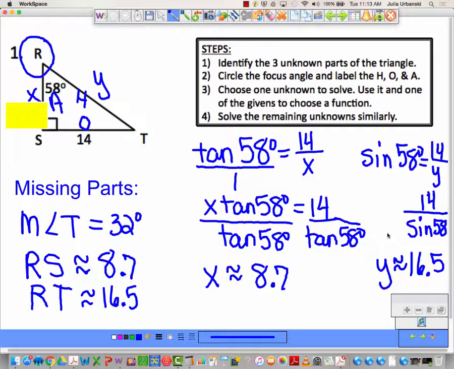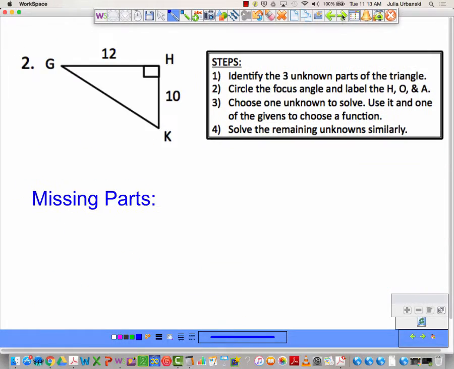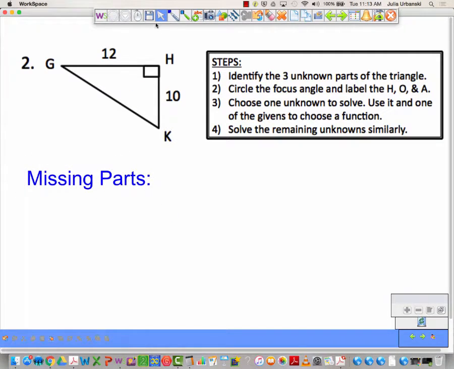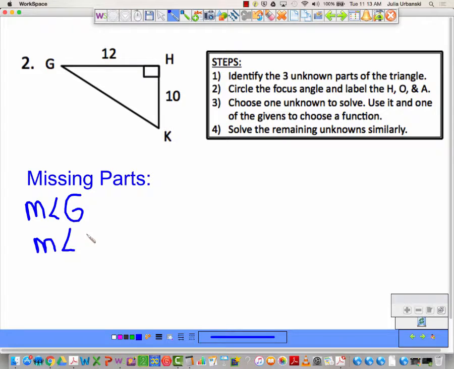All right, one more to do together slowly, and then you guys are going to be on your own because this is nothing new. This is just combining everything together that we know about right triangles. Anyone still writing? All right, number 2. Start off by figuring out what 3 parts are missing, and every problem can be different. Okay. Angle G and angle K, good. Side GK. Oh, that was what you said the first time. Okay, good. Angle G is blank, angle K is blank, side is blank.